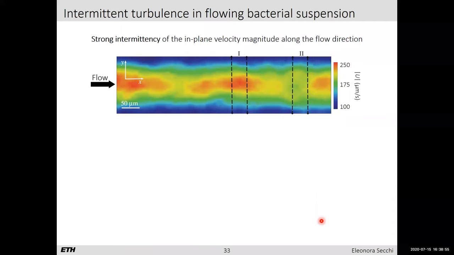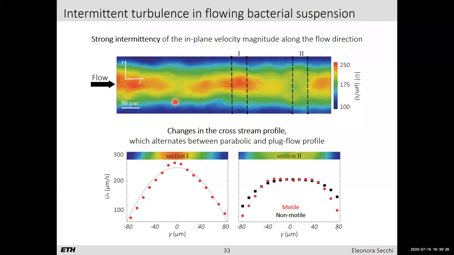Thanks to this technique, we could reconstruct the velocity field in the observation plane created by the motile concentrated suspension. And we could observe a very puzzling phenomenon. We could observe a very strong intermittency in the velocity u. This intermittency was related to a change in the cross-stream profile. So we can see that we have a fast region and a slow region in green.